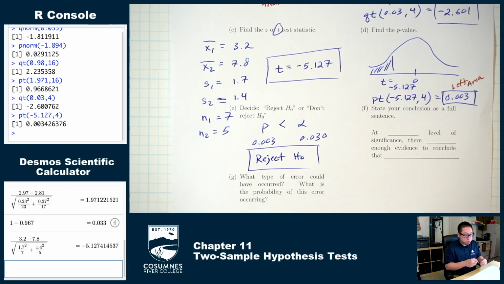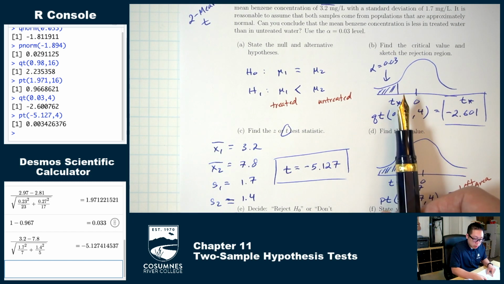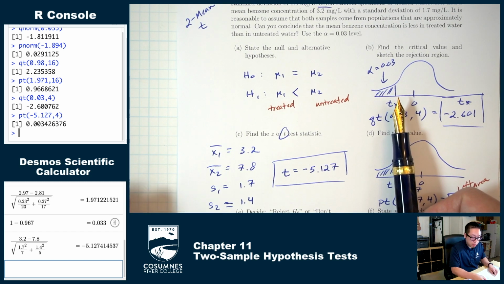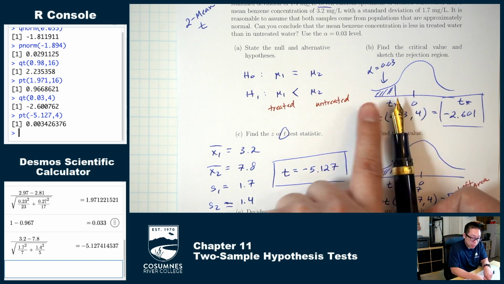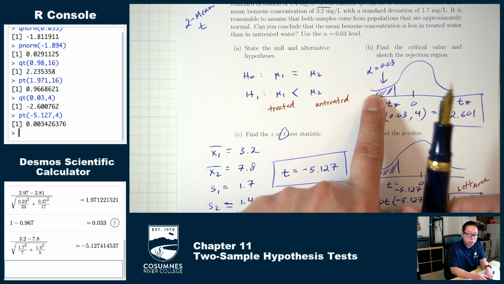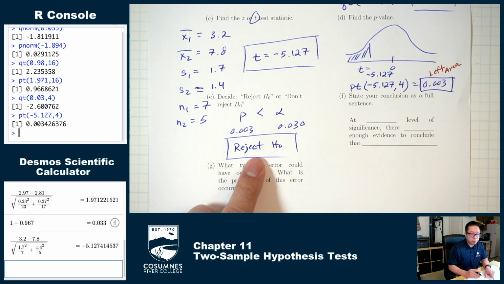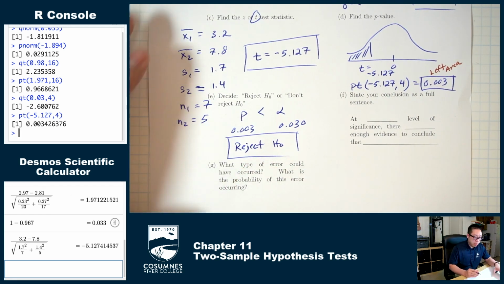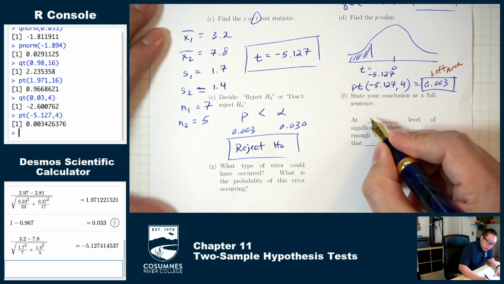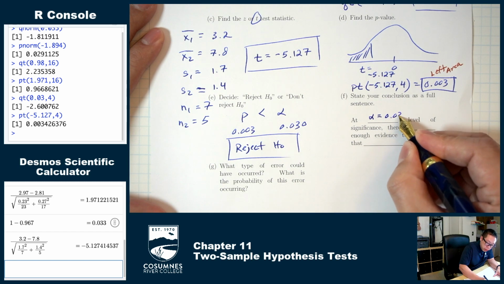And then you can also use the critical value approach. The boundary here is negative 2.601, and where is negative 5.127? Negative 5.127 would be to the left of that, which would put it in the shaded region, which is the rejection region. So if you're in the rejection region, you should reject, which is telling us to do the same thing. Part F, at alpha equals, it was 0.03.